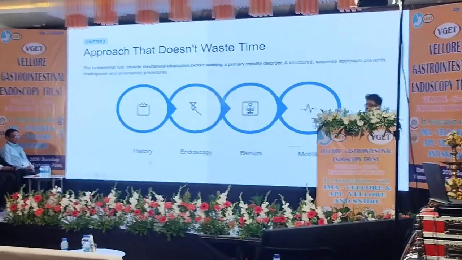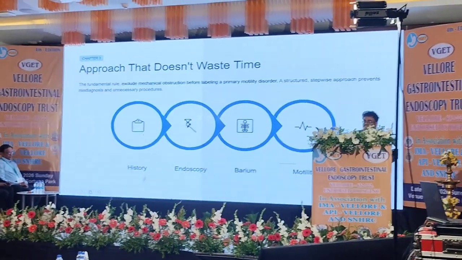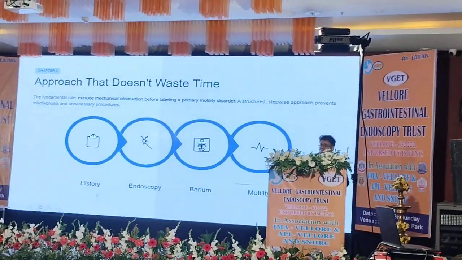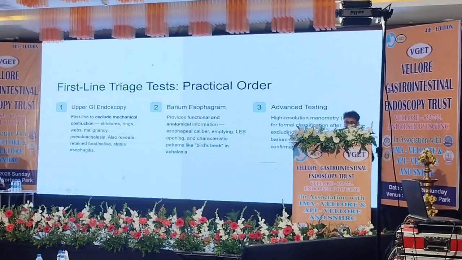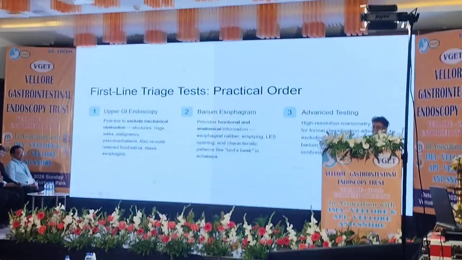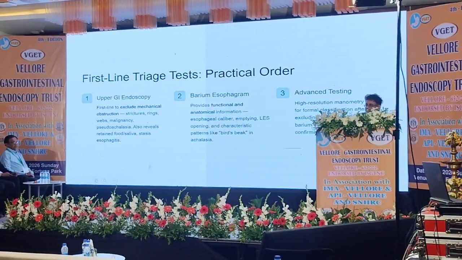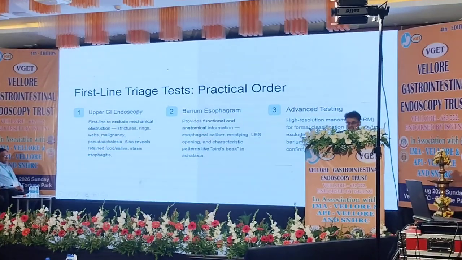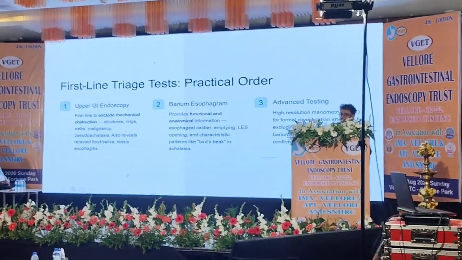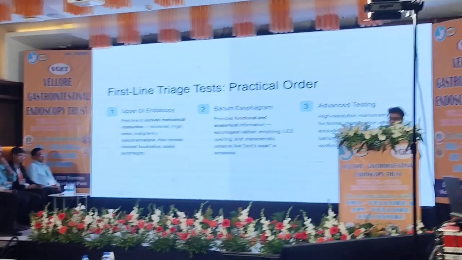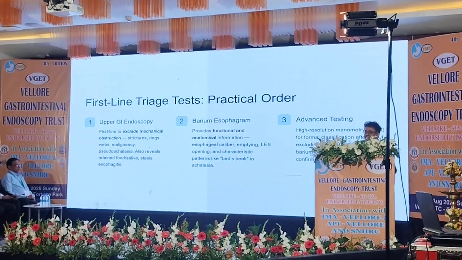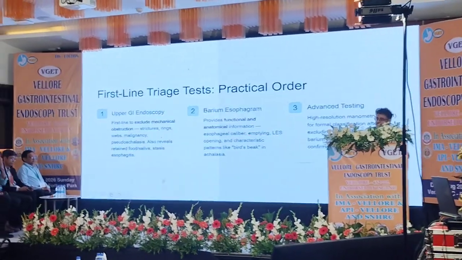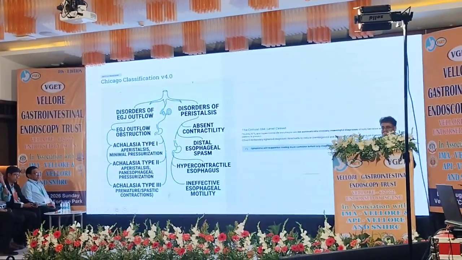So the basic approach will be your history assessment, endoscopic surveillance, based upon that your barium swallow study, and your motility with manometric assessment, which the upcoming speaker will be discussing further. So the basic first-line triaging investigations will be your upper GI, your barium swallow, as well as advanced testing, for example, if the patient has distal evidence of obstruction in the background of achalasia, or esophagogastric junction outflow obstruction. So it might be a difficult task. That kind of patient may need further surveillance like a timed barium esophagogram, or EndoFLIP to diagnose this presentation.